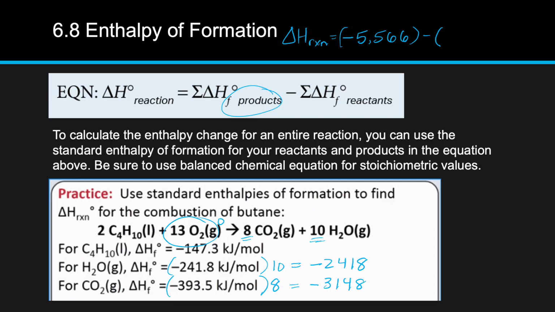So we're doing products minus our reactants. So now we're going to get C4H10. And since we only have 2 of those, we're going to multiply this value by 2. Which gives us negative 294.6 kilojoules per mole for C4H10. So that is our reactant, so that's going here. And now we can solve for our delta H of the reaction. And that gives us a final value of negative 5,271.4 kilojoules per mole.